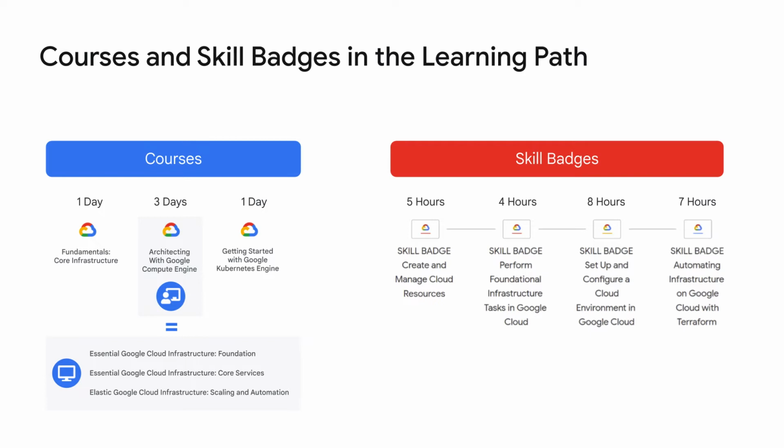The on-demand content included in Architecting with Google Compute Engine is presented over 3 courses: Essential Google Cloud Infrastructure Foundation, Essential Google Cloud Infrastructure Core Services, and Elastic Google Cloud Infrastructure Scaling and Automation. The skills badges provide hands-on experience working in Google Cloud. They consist of a series of related labs followed by a challenge lab to complete the quest, and are available on Cloud Skills Boost. As we review the diagnostic questions in this course, you'll also get recommendations for skill badges to include in your study plan.